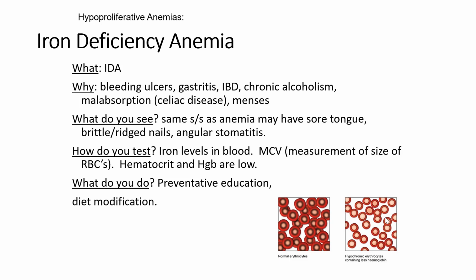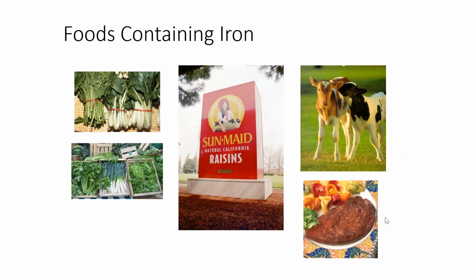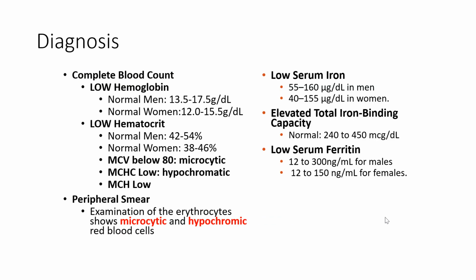Glossitis and these spoon-ridged nails. So one of the things you look for in iron deficiency anemia is check the iron levels in the blood, check the MCV. Usually it's less than 80. Check the hematocrit, hemoglobin. Encourage your patients to eat more dietary sources of iron. But here's the main diagnosis for iron deficiency anemia, usually a low hematocrit.